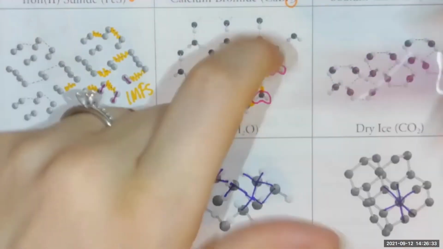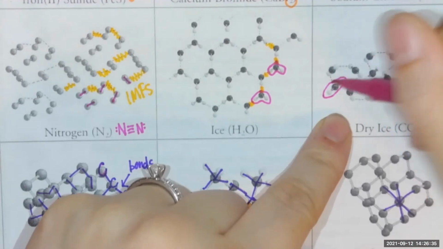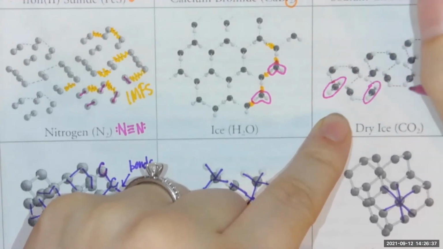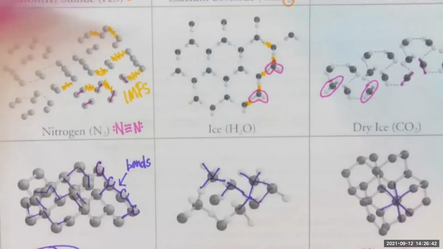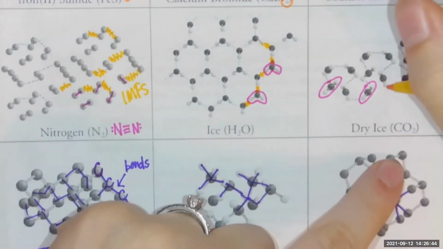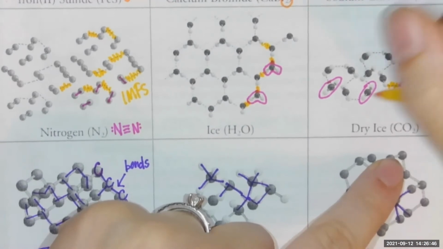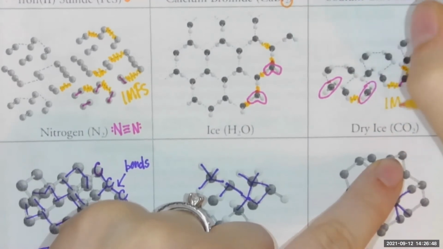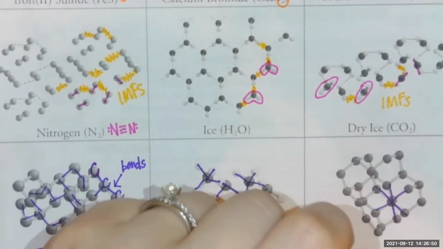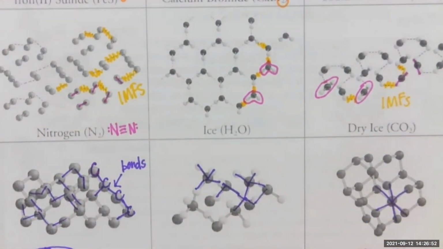Same thing with dry ice, but this one's a little bit easier to see. There's a dry ice. There's a dry ice. Bond, bond, bond, bond. But no bonds are actually connecting the dry ices. We have IMFs. That makes sense?